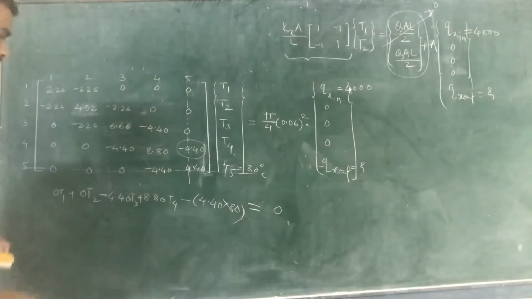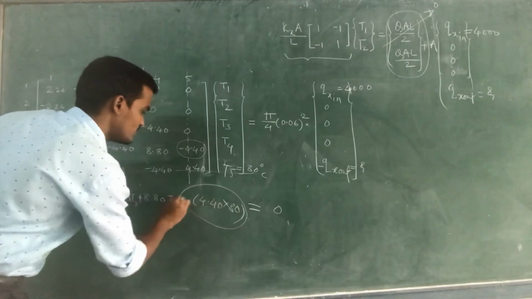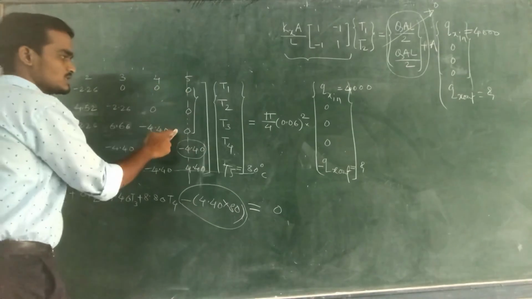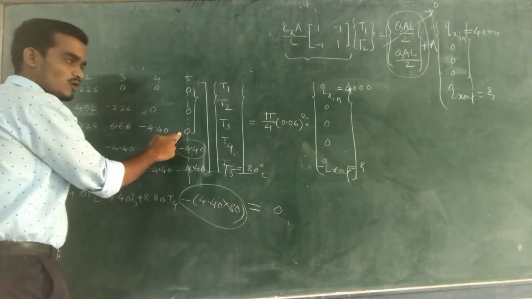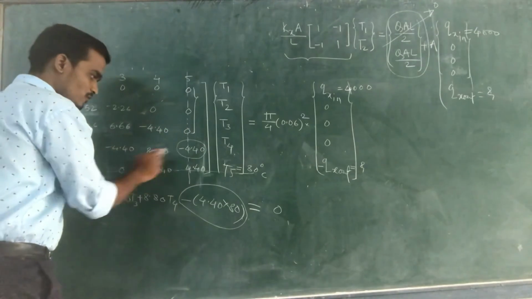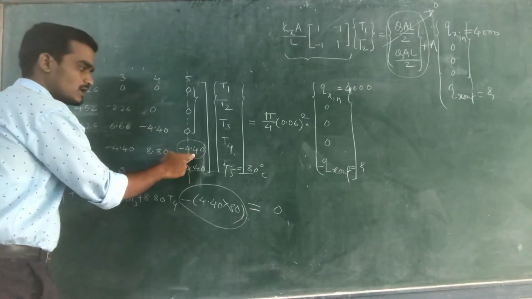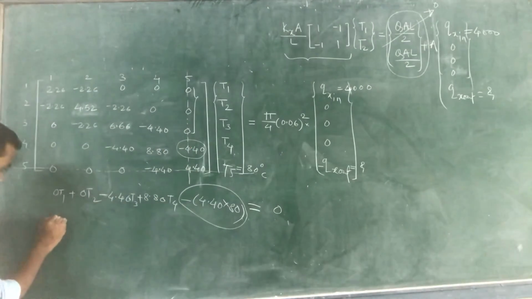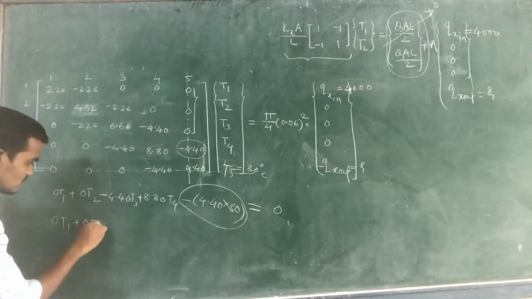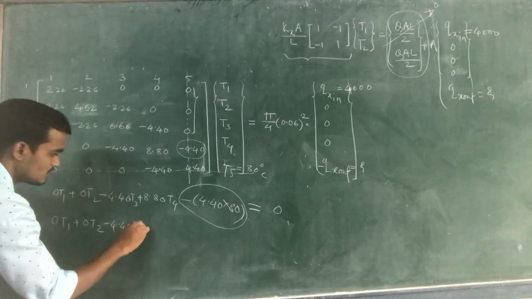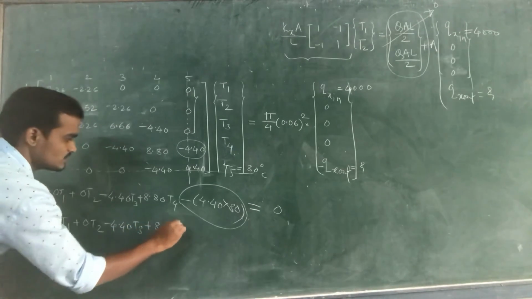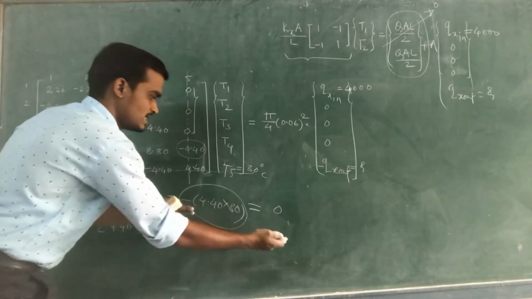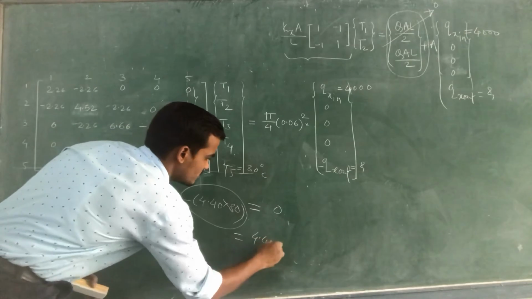But here the effect of this we need to take into account, because for the first 3 equations there are 0 values for the fifth column, but for the fourth equation there is a value, so we need to take this value into account. So finally this equation will become 0 T1 plus 0 T2 minus 4.40 T3 plus 8.80 T4 is equal to, now this value comes to the right hand side and it will become 4.40 into 80.